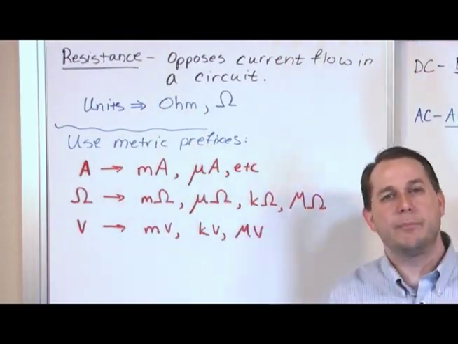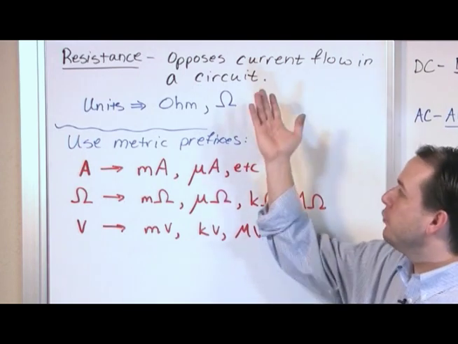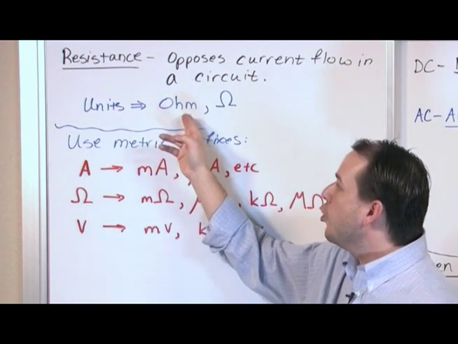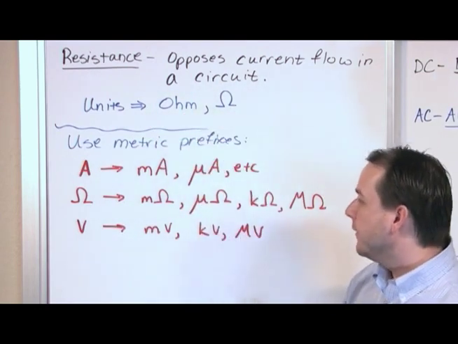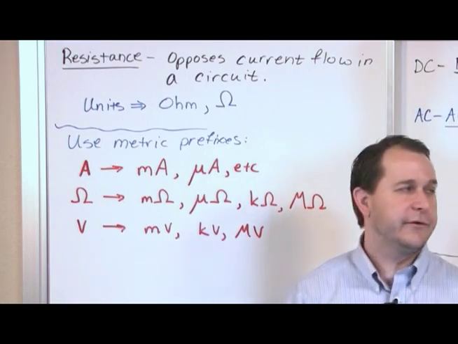That is sort of a property of the circuit, or the property of the wire, the property of the components. And it literally tries to oppose the electric current. The unit is the ohm, which is the capital omega here. Of course, you could have milliohms, microohms, kiloohms with that guy, just like you have for the others.